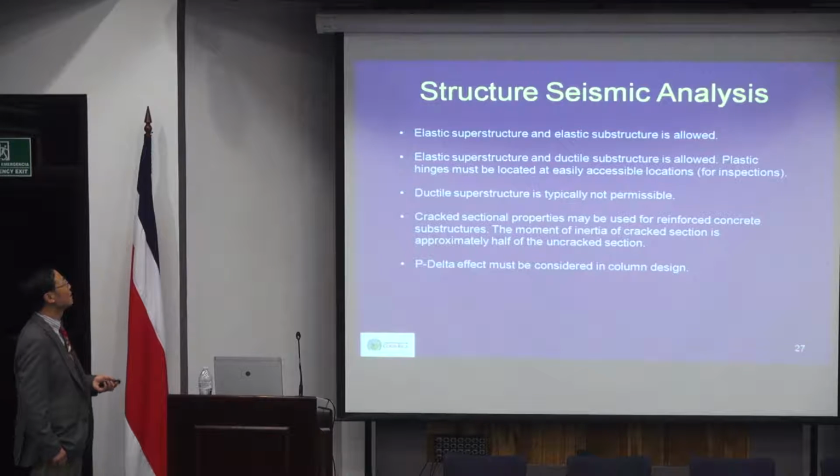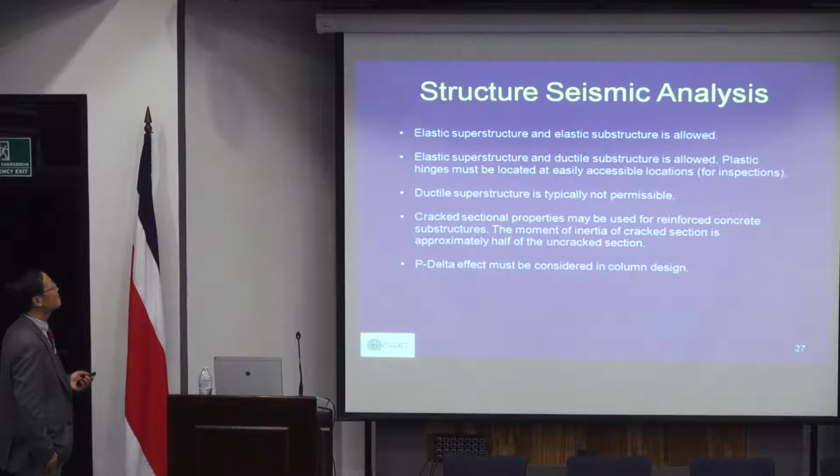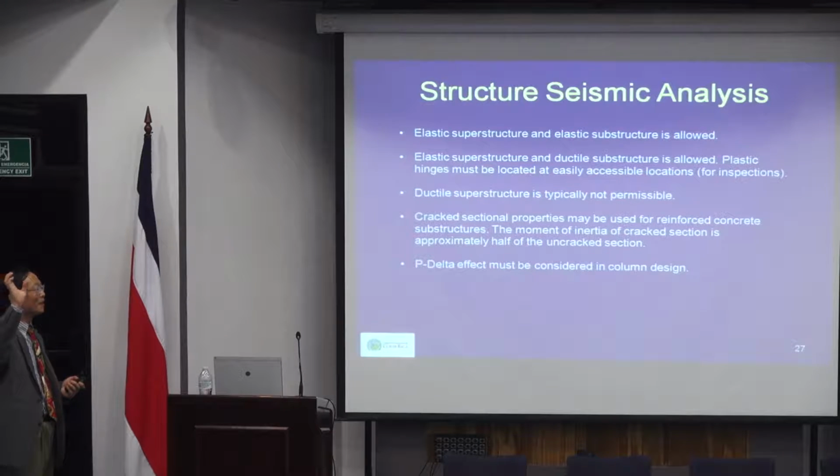But for structure and earthquake analysis, it is relatively straightforward, and it's a function of location. Location means the earthquake zone. Different locations have different earthquake acceleration and duration and so on. And basically, you just try to produce a ductile condition so that you can develop a plastic hinge. And a ductile superstructure is not usually allowed.